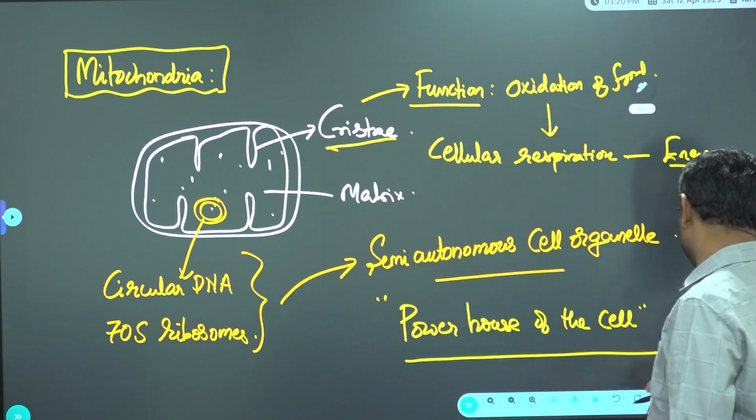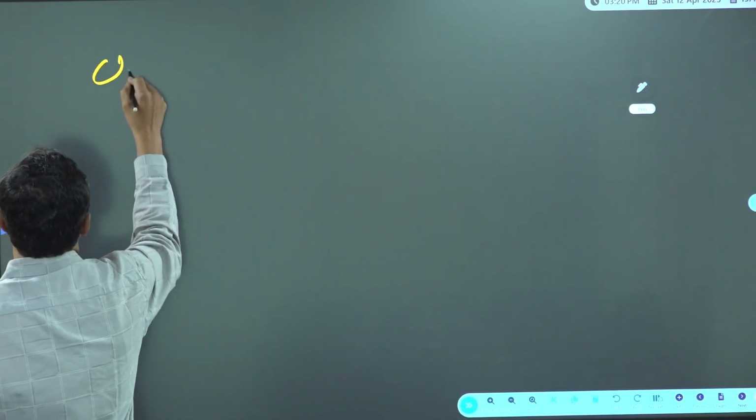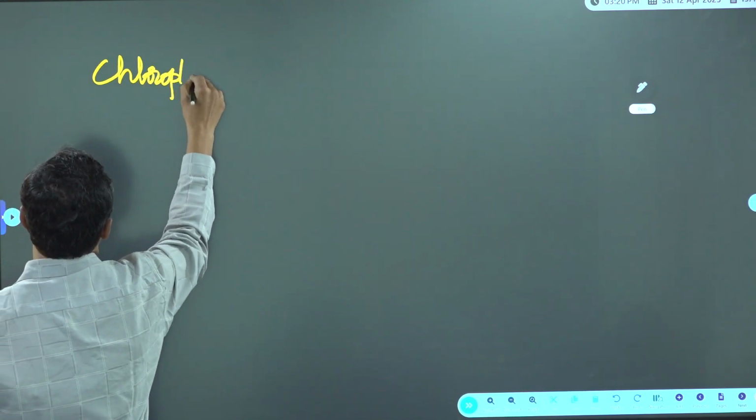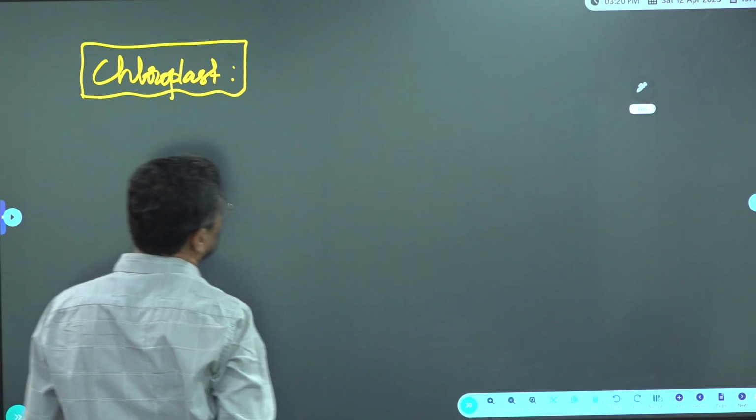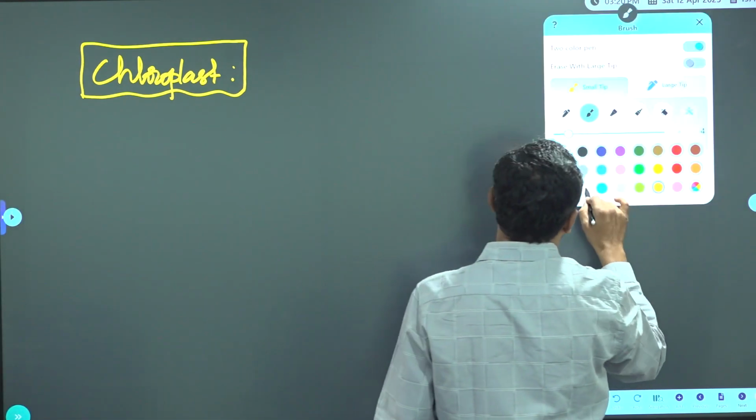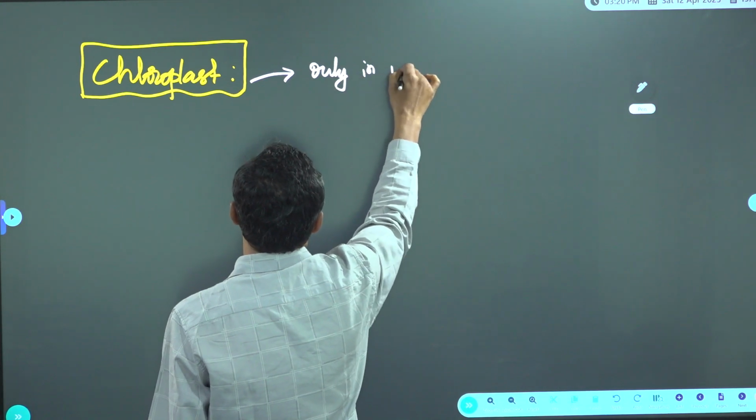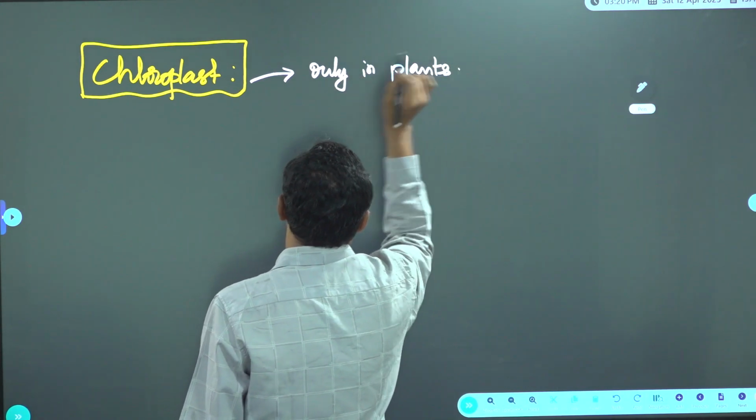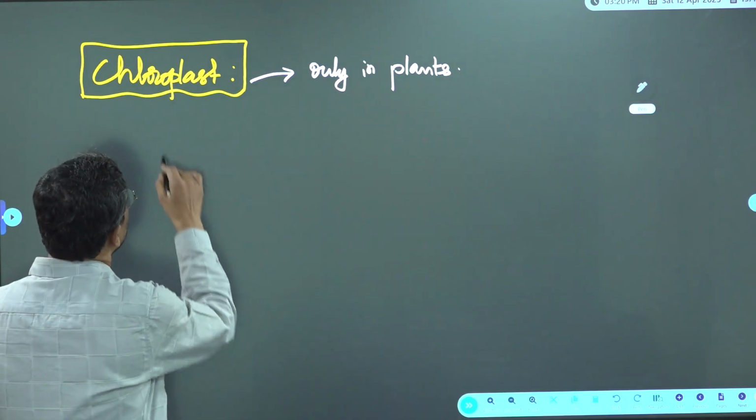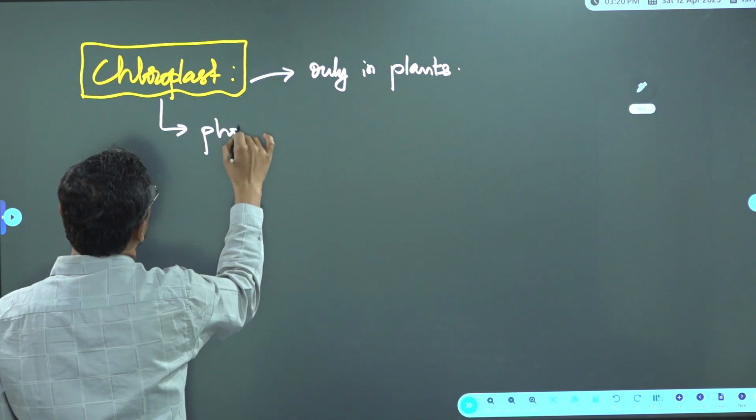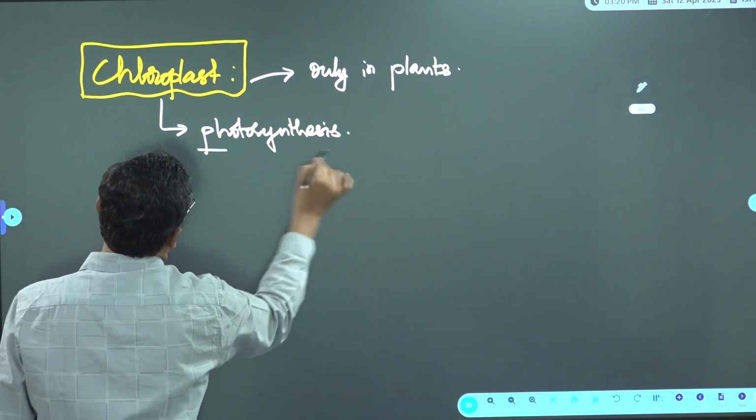Next, chloroplast. Another one is chloroplast. The chloroplast is present only in plants. This chloroplast is called the kitchen house of the cell. Its main function is photosynthesis.